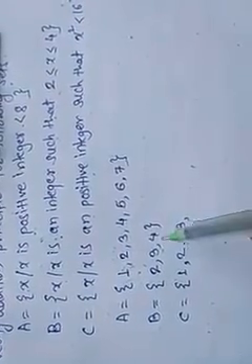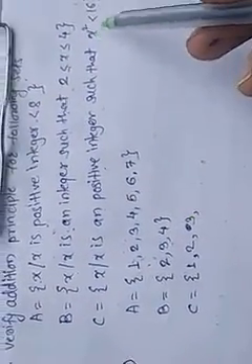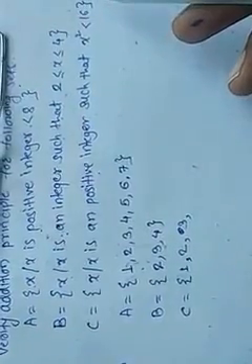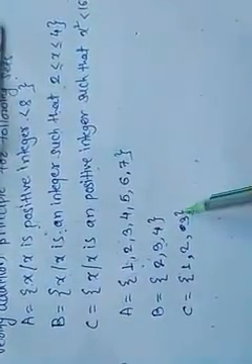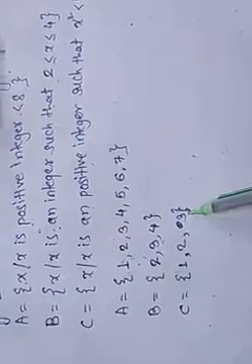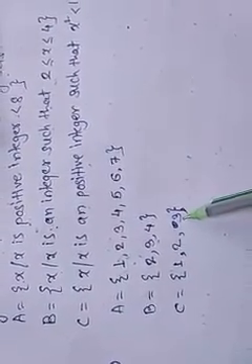And next, 4 squared is 16, which is equal to 16, not less than 16, so our last term will be 3. 4 will not be contained in set C.